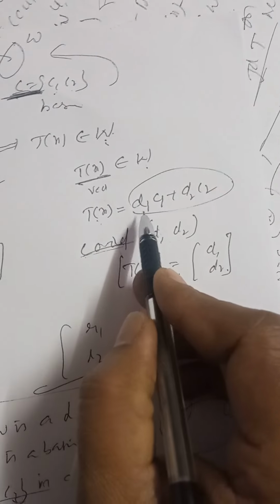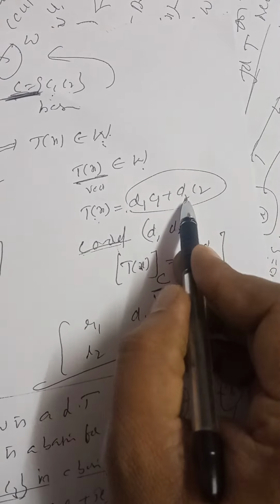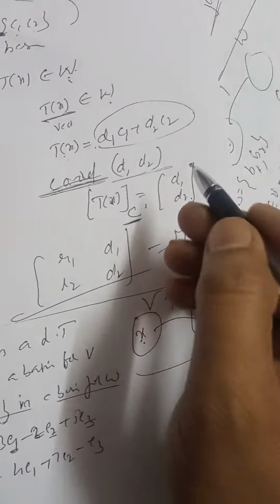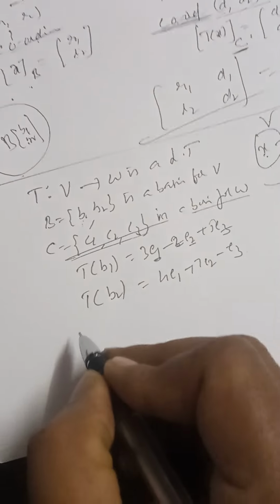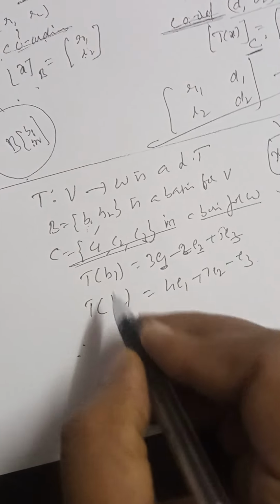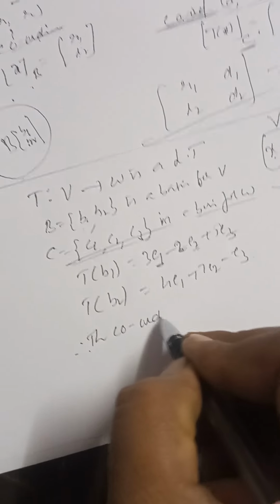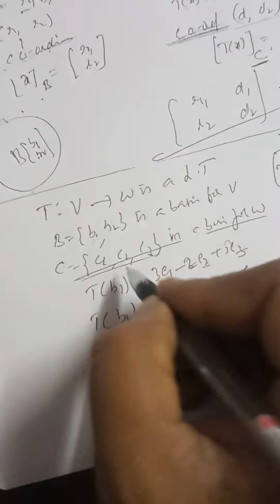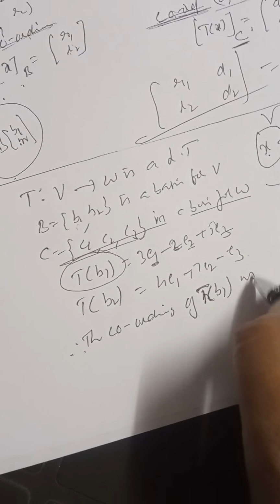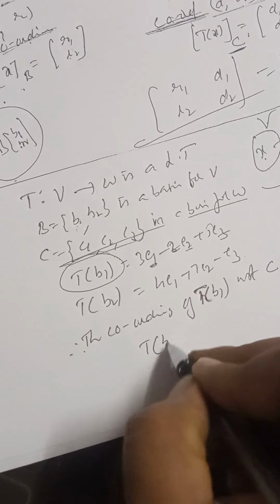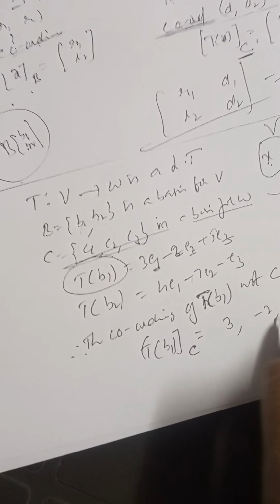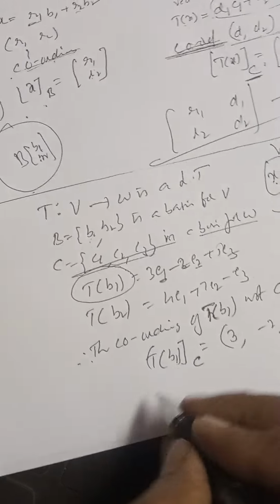Now C1, C2 is a basis. In this linear combination, d1 and d2 are scalars. Those scalars are called coordinates. Now we have to collect those coordinates. Simple. See this one. Therefore, the coordinates of T of B1 with respect to basis C, [T of B1]_C, what are the coordinates? Simply collect the coefficients: 3, minus 2, 5. These are the coordinates now.